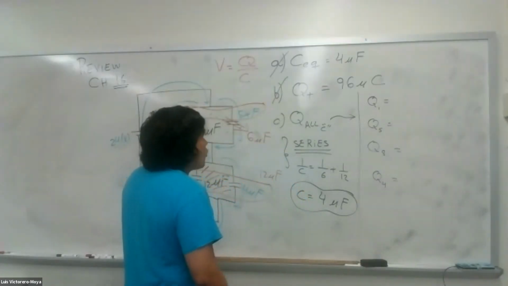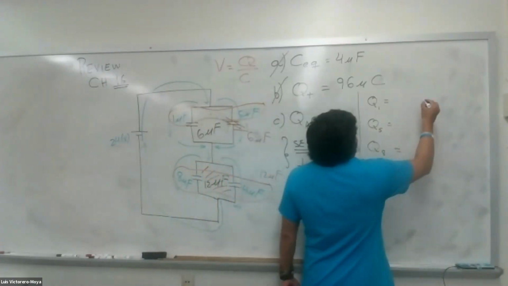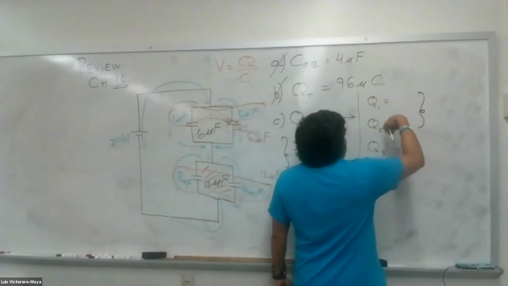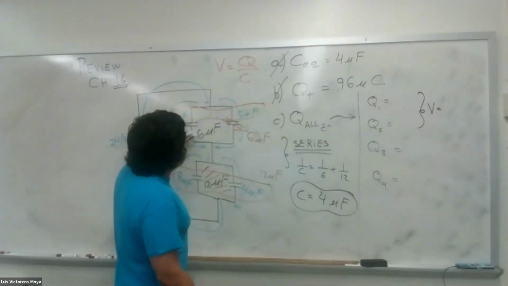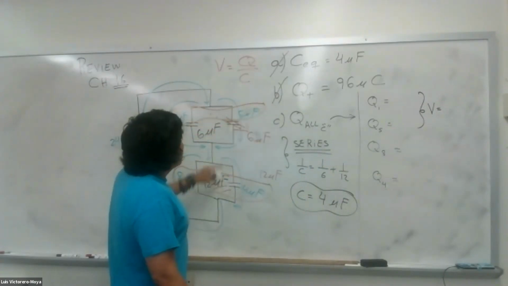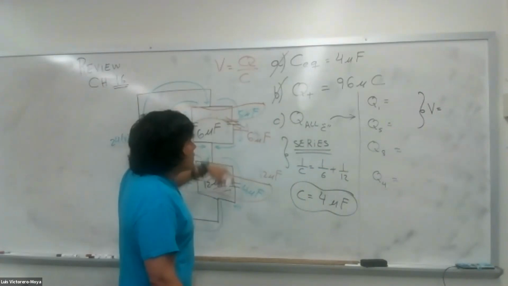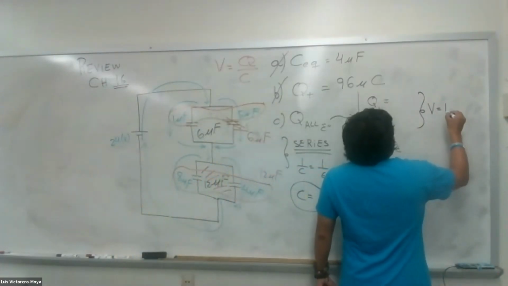What's the charge on 1 microfarad? Well, we know that, because they are in parallel, the voltage is the same. The voltage on 1 is the same as the voltage on 5. If I know that the capacitance was 6, and the total charge is 96, then Q over 6, 96 over 6, is 16 volts.